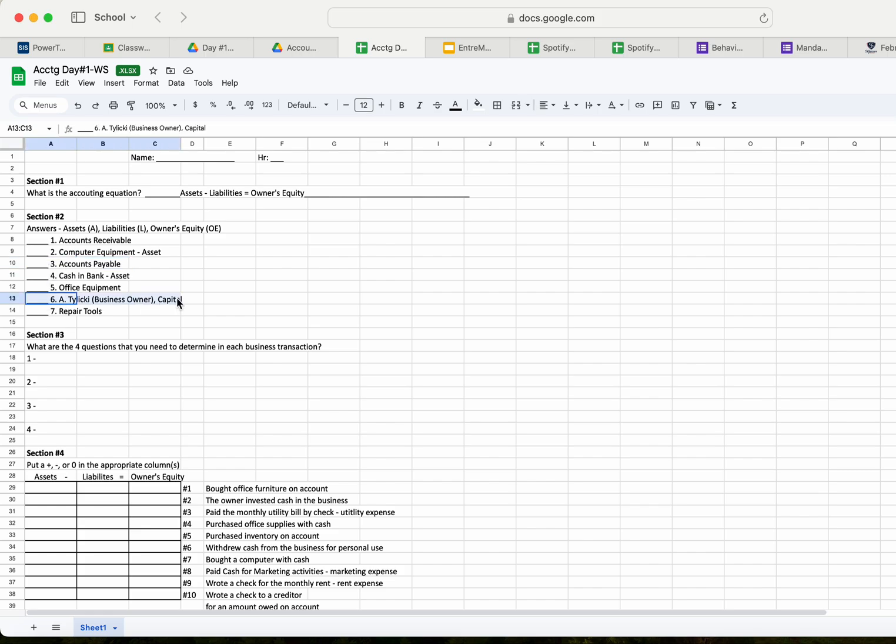And then our owner's equity is going to be the business owner. The owner's equity is Mr. Talicki in this situation, and it's referred to as capital. Okay, so accounts receivable is an asset, computer equipment is an asset, accounts payable is a liability, cash is an asset, office equipment is an asset, Mr. Talicki, business owner, capital, that is going to be owner's equity, and repair tools is going to be an asset as well. I'm going to clean this up so I don't have to go back and fix this later. Go ahead and delete this. Make the sheet nice and clean.